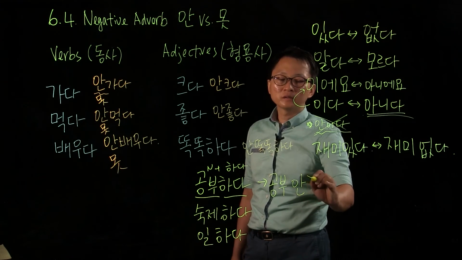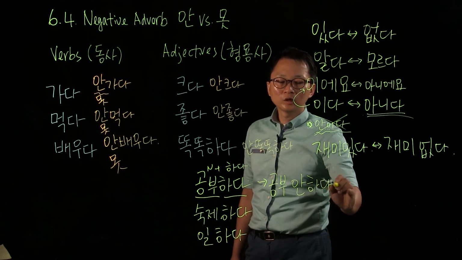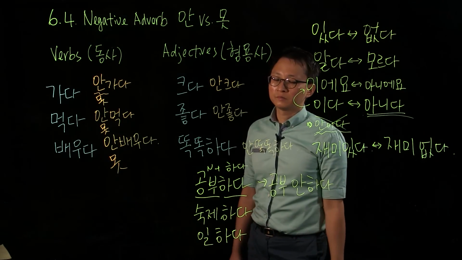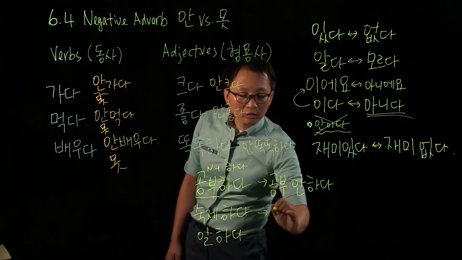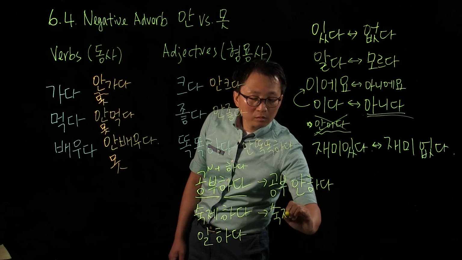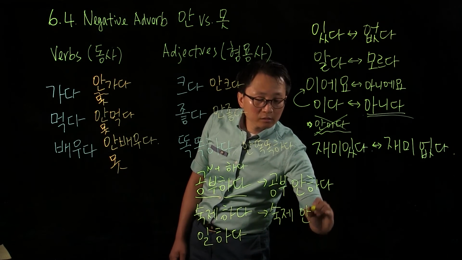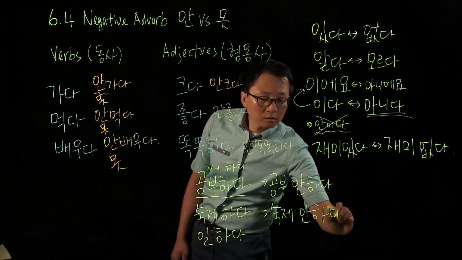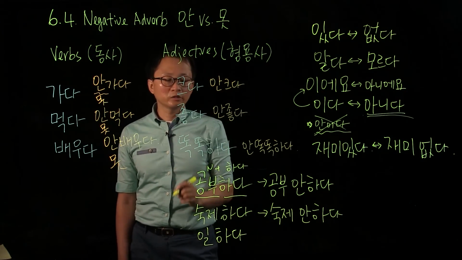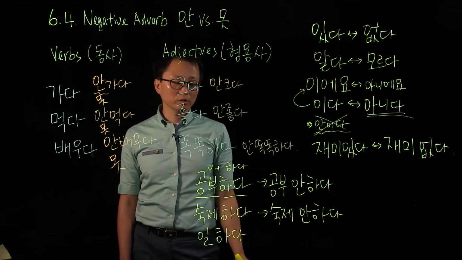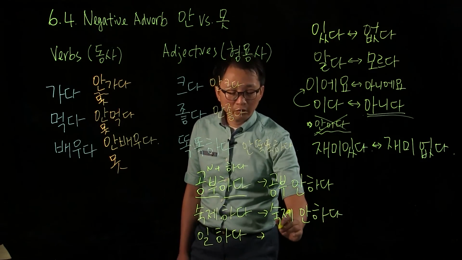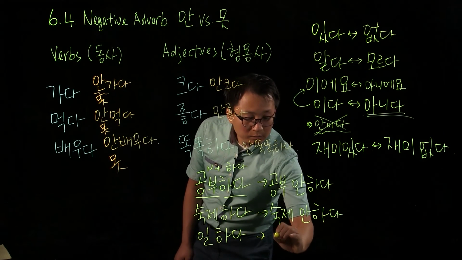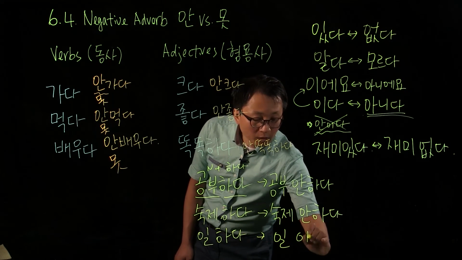안 하다. 저 오늘 공부 안 해요. 오늘 공부 안 해요. 숙제하다. 숙제 안 하다. 선생님, 저 숙제 안 했어요. 죄송합니다. I didn't do my homework. 예, 죄송합니다. 일하다. 일해요? 아우, 요즘 일 안 해요. I quit my job. So 일 안 하다.